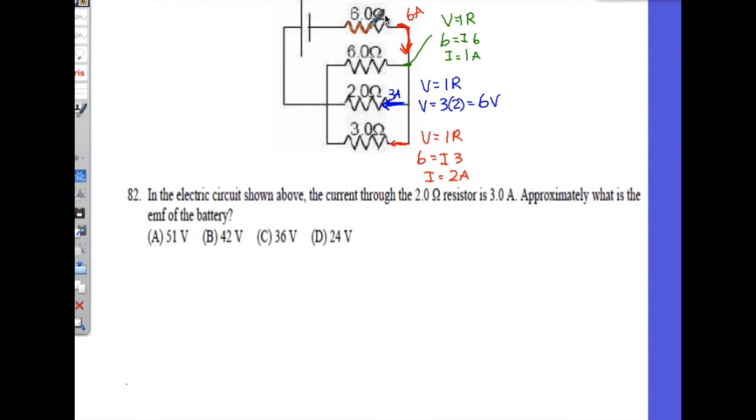V equals IR. The whole current goes through there, so current is 6. Resistance is 6, so the voltage drop there is 36. And now I think it's just easier to do the Kirchhoff's loop law. If the battery, whatever that is, minus 36, minus 6 volts here, so that has to be 42. The loop law.